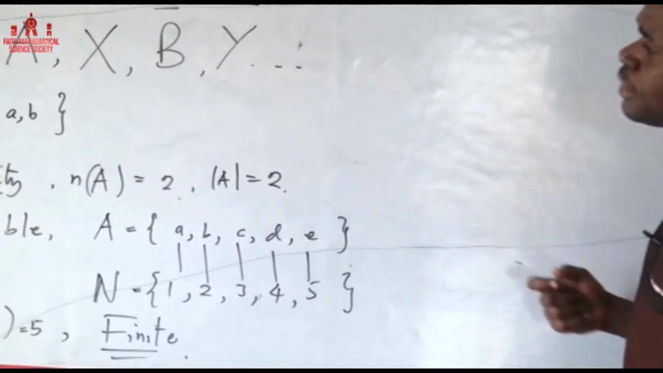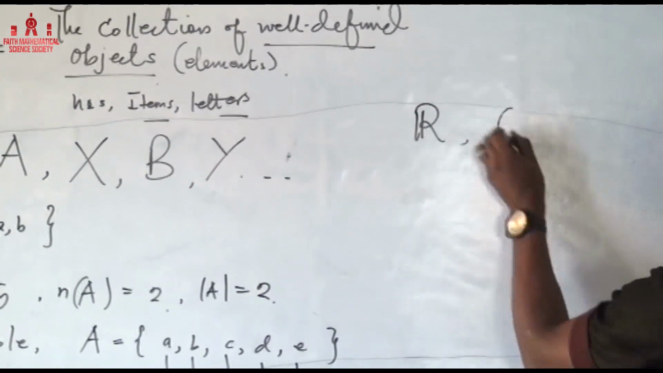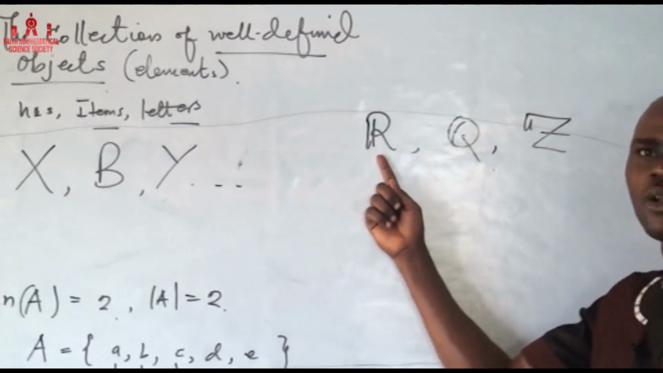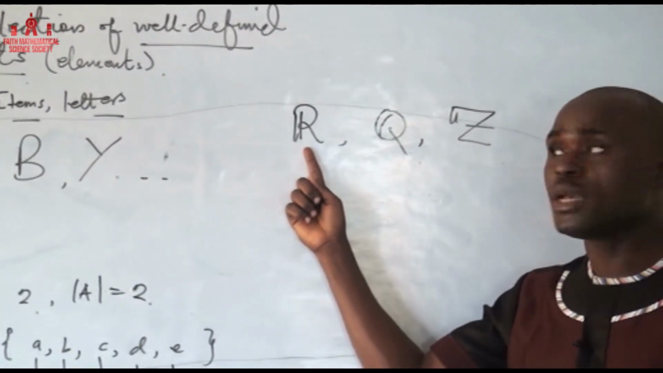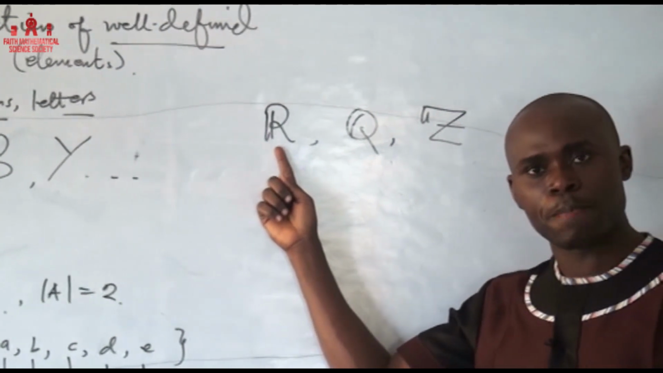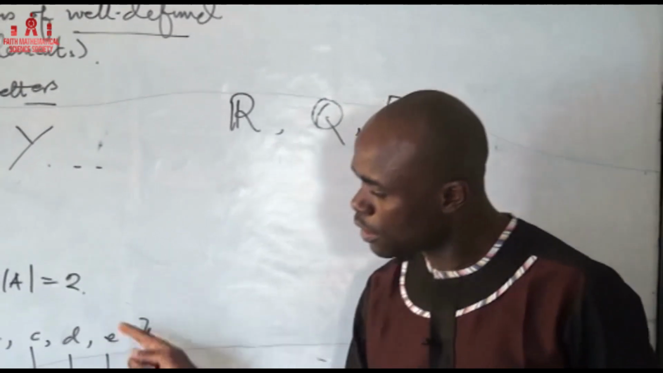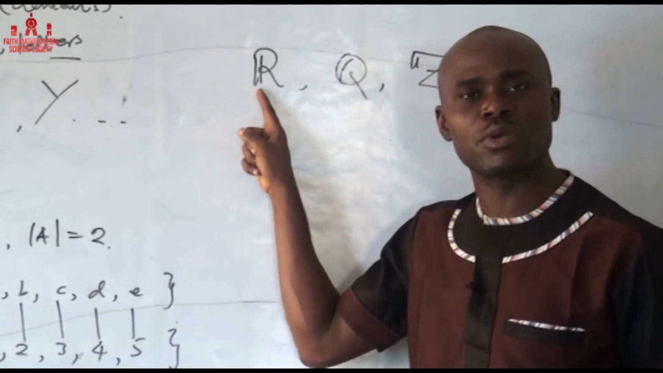But on the other hand, there are some sets like this. This is the set of real numbers. This is actually uncountable, and the whole of this set is infinite. Why is it uncountable? Because you cannot construct a mapping to match every element in this set. So it is actually uncountable.